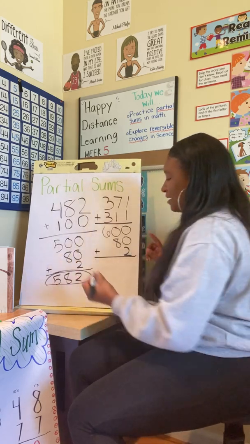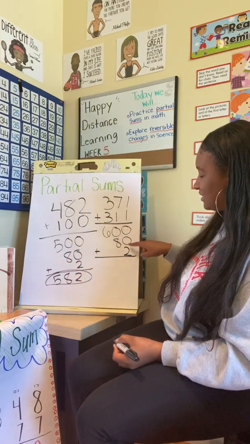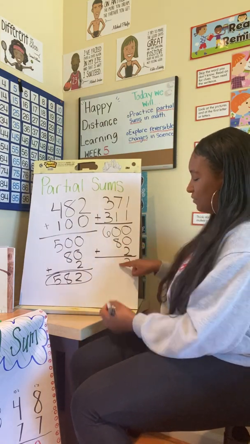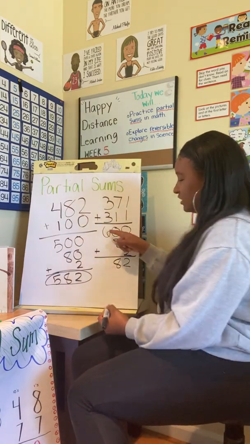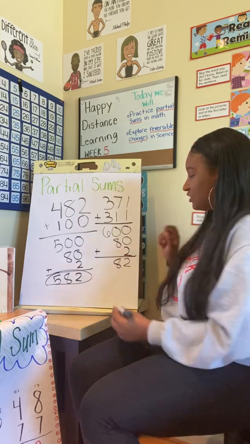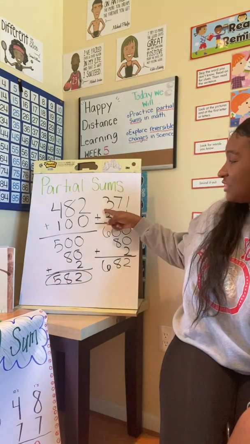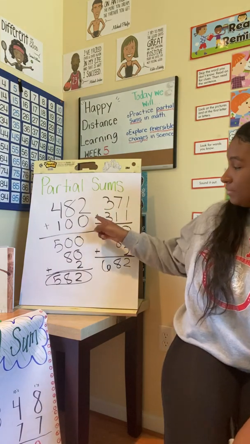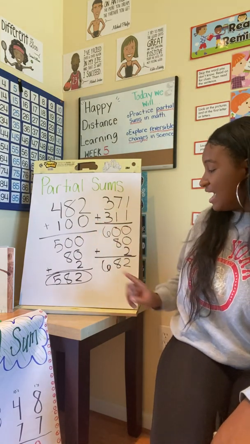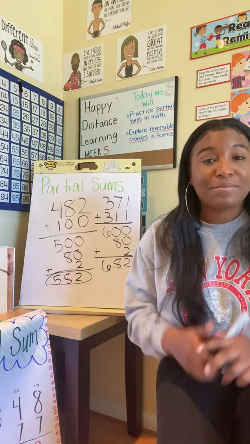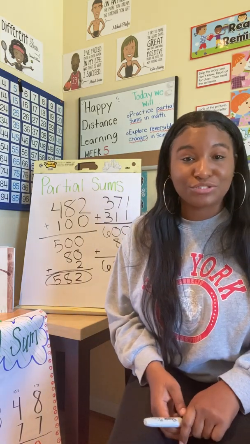Now it's time to add up our partial sums. We have 0 plus 0 plus 2, which is 2. 0 plus 8, which is 8. And then we just drop down our hundreds place, which is the number 6. So the answer, 371 plus 311 equals 682. I hope you were able to learn so much with our partial sums.